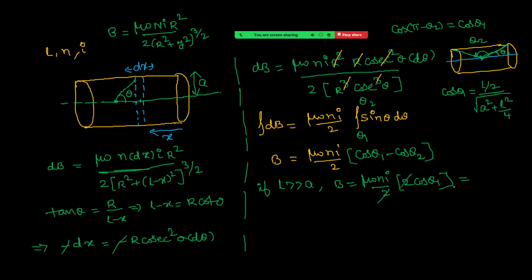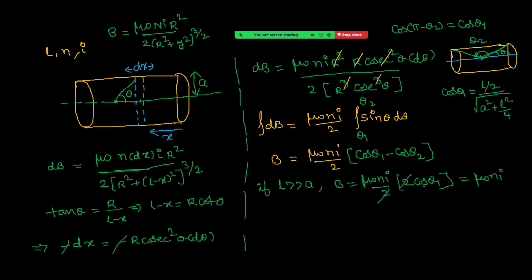Now 2 gets cancelled. In the place of cos theta 1, substitute this value and take the assumption L is very large. When L is very large, L square will be very large. Therefore, we can neglect a square. When we neglect a square, remaining is only L square by 4 under root, that means L by 2. L by 2, L by 2, that is 1. So this is mu naught Ni. Or directly you can say theta 1 is 0, theta 2 is 180. Okay, directly.